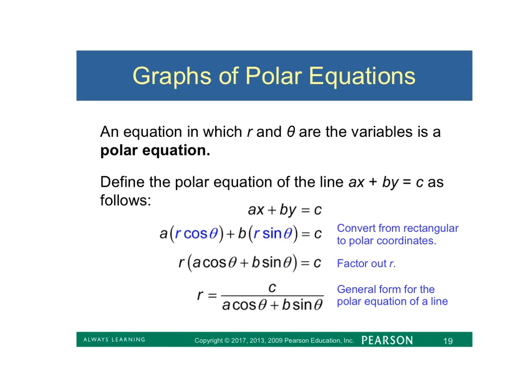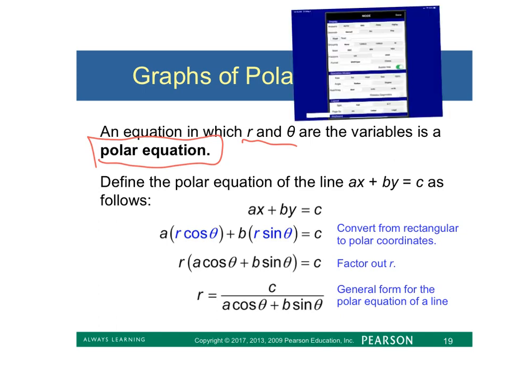Oh, now the fun begins, the dark side. An equation with r and theta as variables is called a polar equation. You have that on your calculator. You have it in your calculator. Let me go look for it on my calculator and paste it for you so you can see. I'm back.